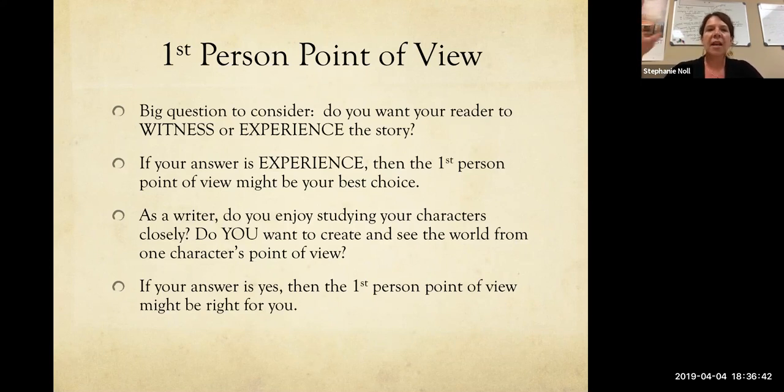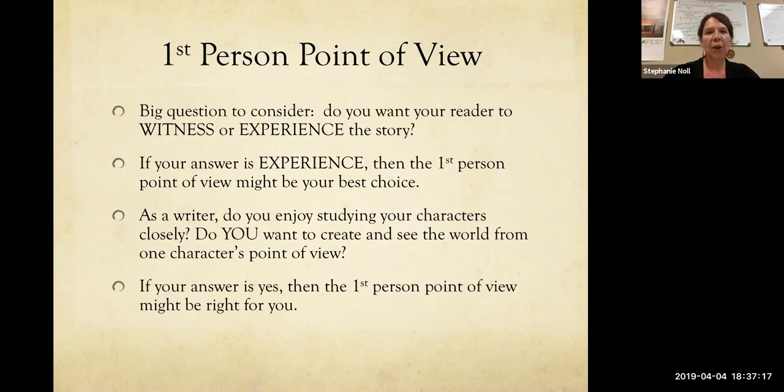Second person is kind of weird when we think about this, but with third person, it's always an outside looking in. It loses something when it comes to intimacy, and it makes up for some things in that loss of intimacy. But if you really want the reader to closely experience the story, then first person is a good choice. That's when it comes to the reader.